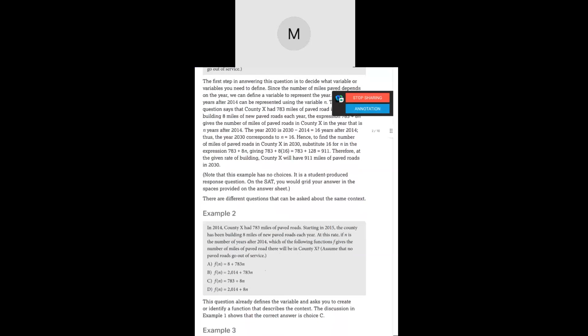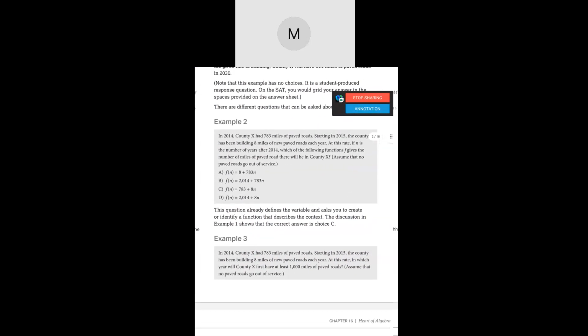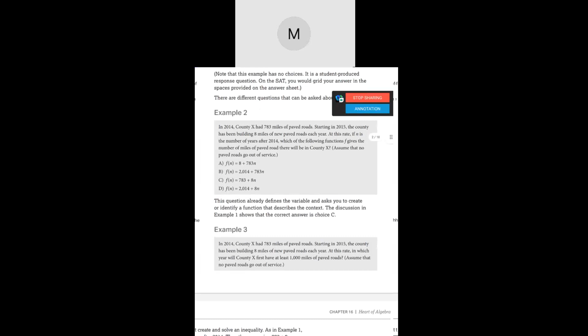So that covers our second example, and finally the last third example here. In 2014, County X had 783 miles of paved roads. Starting in 2015, the county has been building 8 miles every year at this rate. In which year will County X have at least 1,000 miles? So this covers our inequality part. I will be covering a separate lecture for linear inequalities and functions as well. But since this is all tied back to the same question, I just want to make sure I do it in this session. So again, we'll need our linear equation.